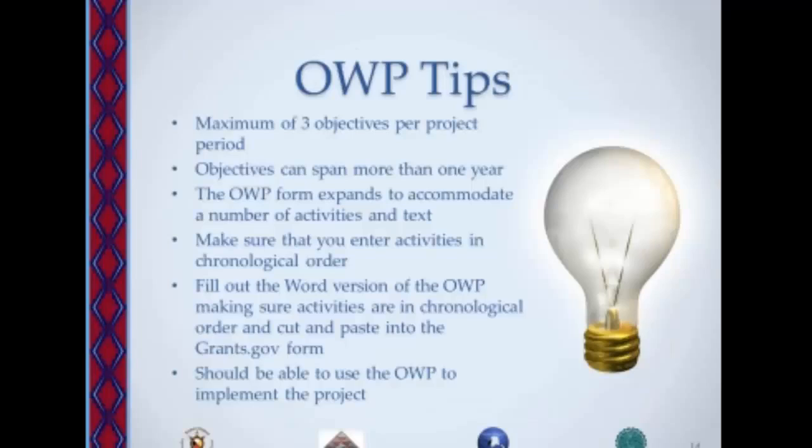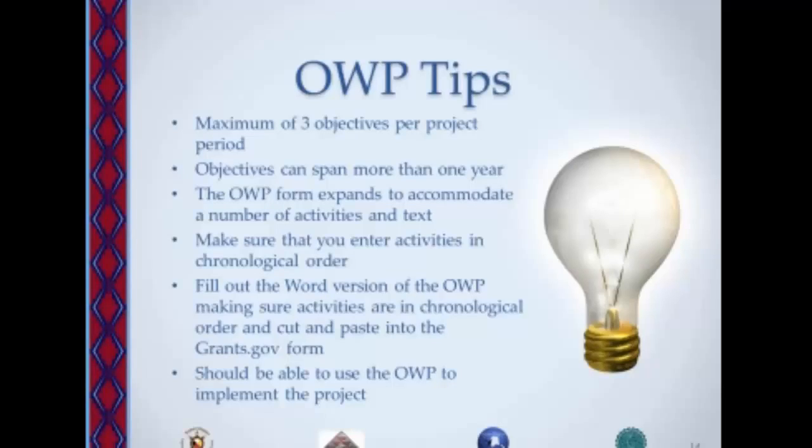So here's some tips on the OWP, or just an OWP recap. You can have a maximum of 3 objectives for the project period. That means that you can only have 3. An objective can span more than 1 year. And the OWP form also expands to accommodate a number of activities and text. Make sure that you try to enter activities in chronological order. Remember, your objective work plan should be an action plan for you to implement your project.